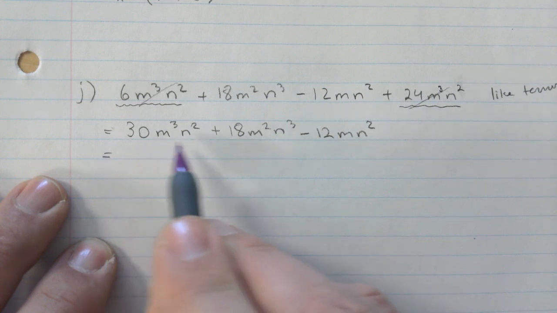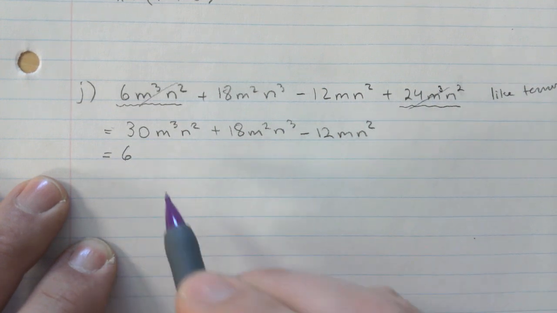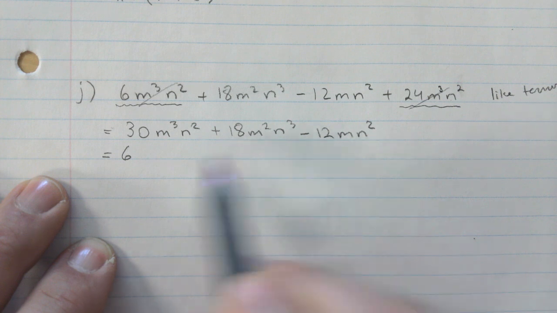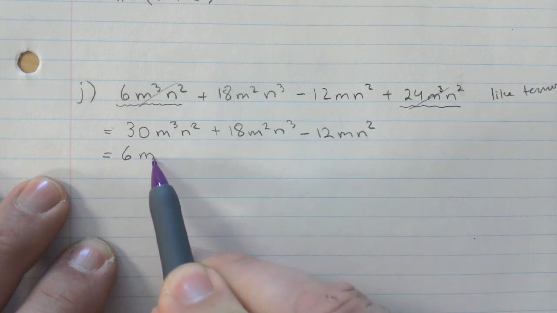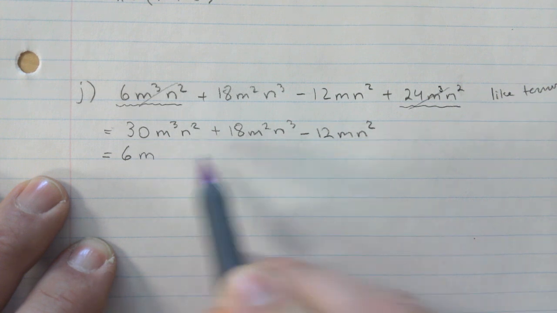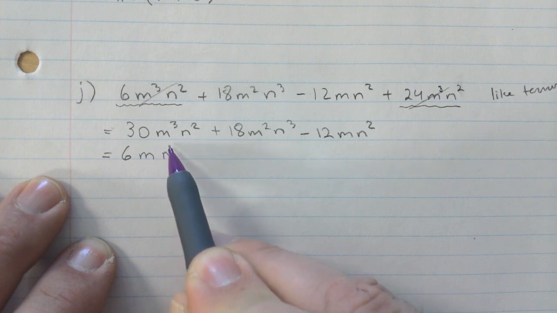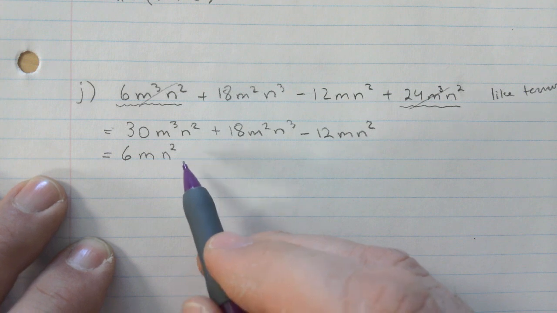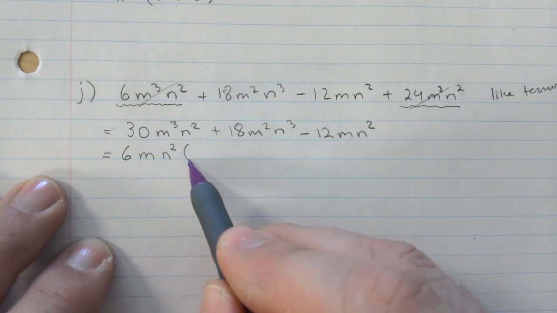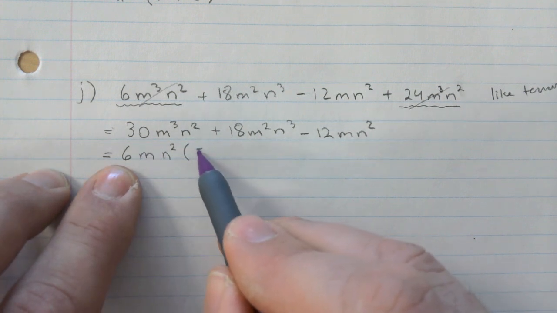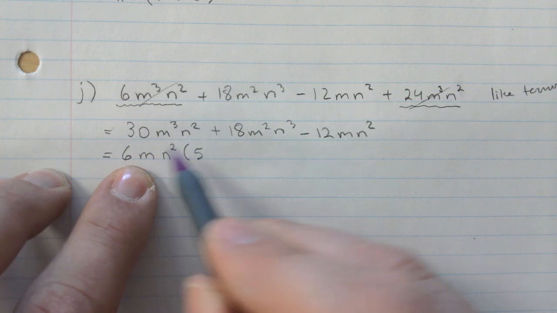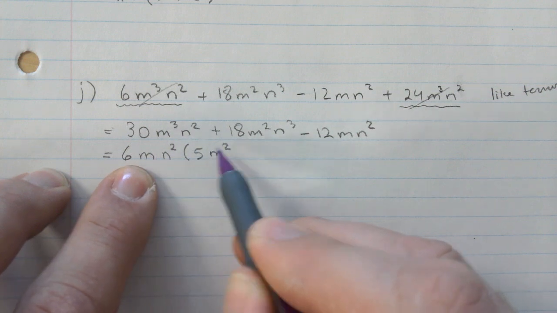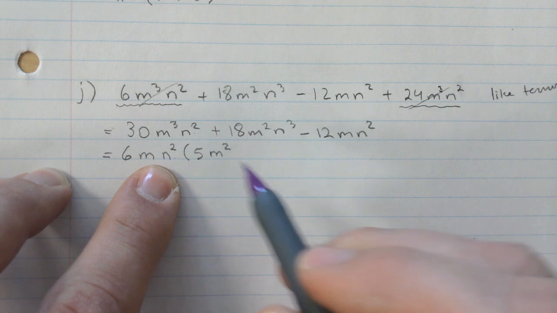So 6 goes into all of them. M, lowest power is 1. N squared is going to work, right? The lowest power of n is n squared, or to the power of 2. 30 divided by 6 is 5. M cubed divided by m is m squared. N squared divided by n squared is just 1.